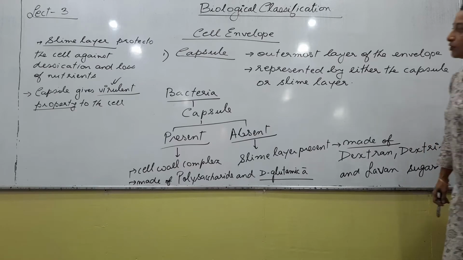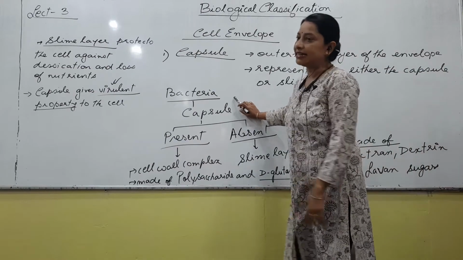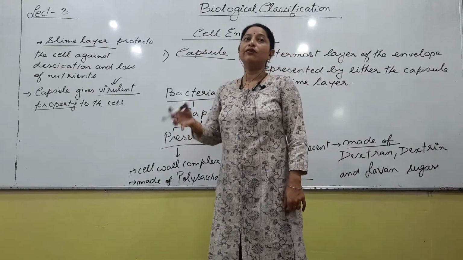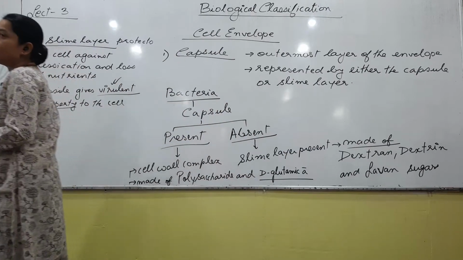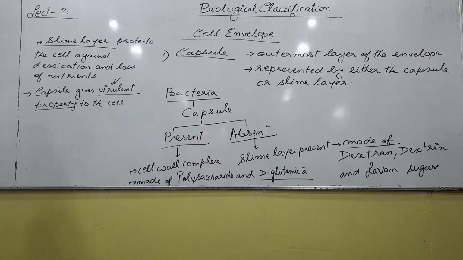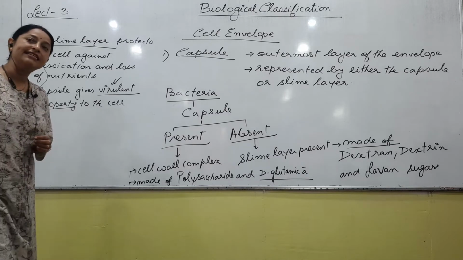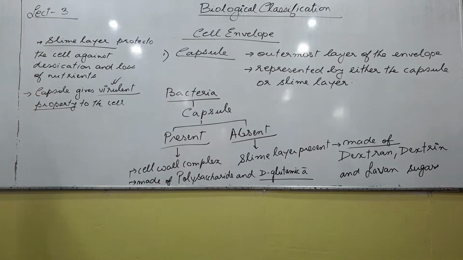I think last class we discussed what happens if a bacterium has a capsule and what happens if it does not. If the capsule is present, it will make the cell virulent in nature. What is virulent? Disease causing property. If it has it, it is called virulent. And if the capsule is absent, it does not have disease causing capacity, and plus it could be killed easily. So these are the points. Next, the slime layer function: it protects the cell against desiccation and loss of nutrients.